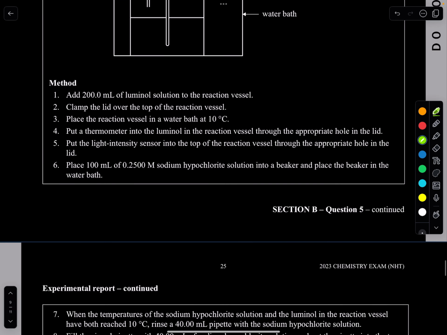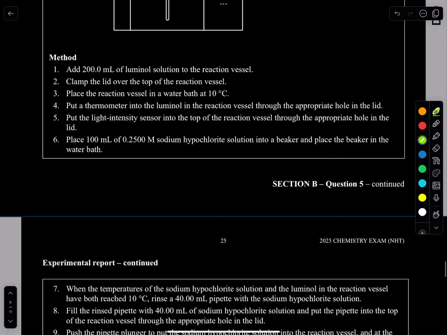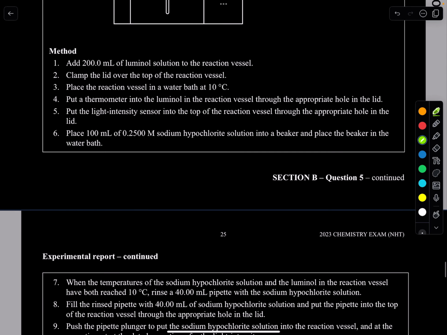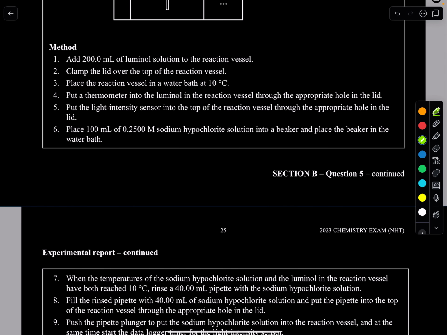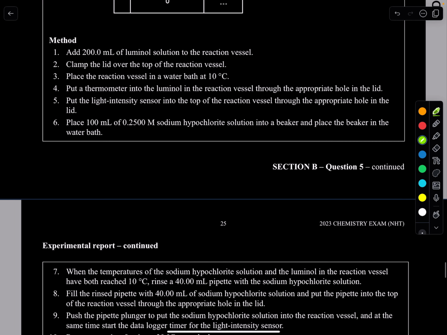Method. Add 200 milliliters of luminol solution to the reaction vessel. Clamp the lid over the top of the reaction vessel. Place the reaction vessel in a water bath at 10 degrees Celsius. Put a thermometer into the luminol in the reaction vessel through the appropriate hole in the lid. Put the light intensity sensor into the top of the reaction vessel through the appropriate hole in the lid. Place 100 milliliters of sodium hypochlorite solution into a beaker and place the beaker into water bath 2.